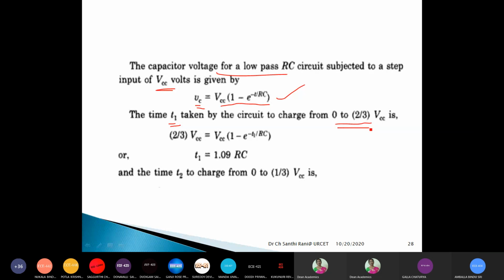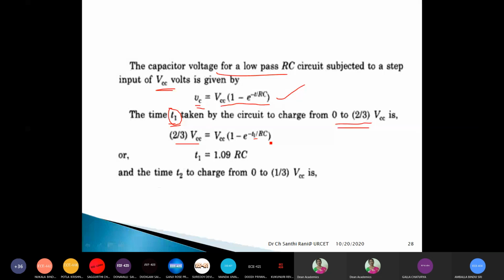So time t1 is taken to charge the capacitor from 0 to 2/3 VCC. When the voltage across the capacitor is equal to 2/3 VCC, the time is what we are calling t1. So VC is 2/3 VCC when t is equal to t1. Therefore, 2/3 VCC is equal to VCC into 1 minus e power minus t1 by RC.